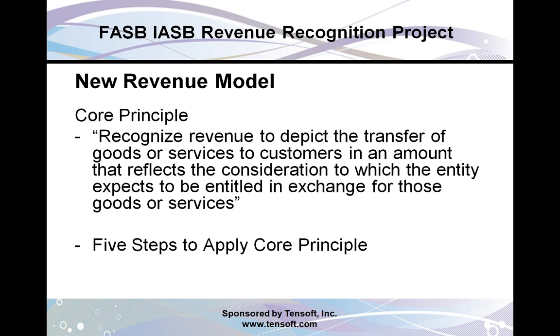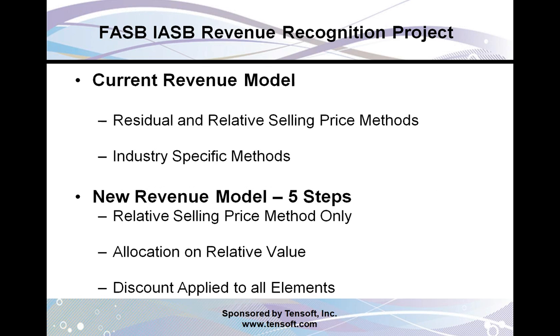First, there's a core principle. And everything else in the exposure draft tries to amplify or explain how we meet the criteria of this core principle. The core principle is recognize revenue to depict the transfer of goods and services to customers in an amount that reflects the consideration to which the entity expects to be entitled in exchange for those services. So the core principle is you recognize revenue when you've performed or delivered the good or service that you're selling, and you recognize the amount that you expect to receive from that. That's different from the way we're currently recognizing revenue. And to apply this core principle, there's 5 steps that the new model presents.